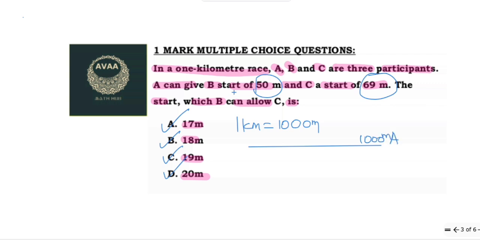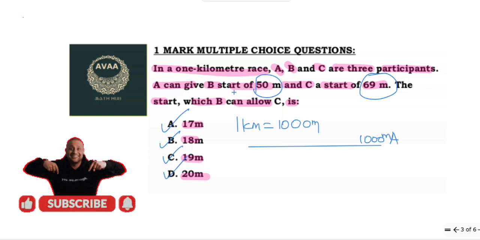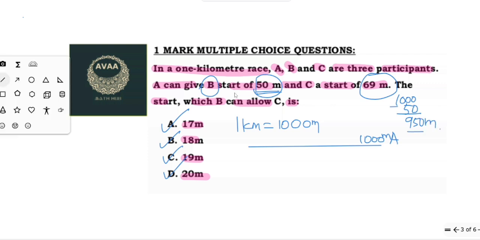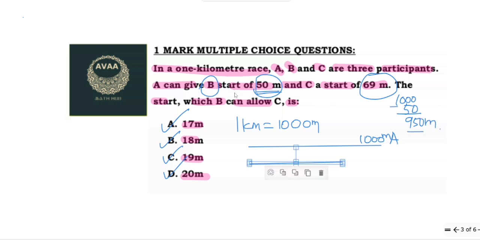We'll try to visualize this first. So they are telling us A can give B a start of 50 meters. That means we need to take away 50 from 1000. That will give us 950 meters. So for B, the distance is actually 950 meters.